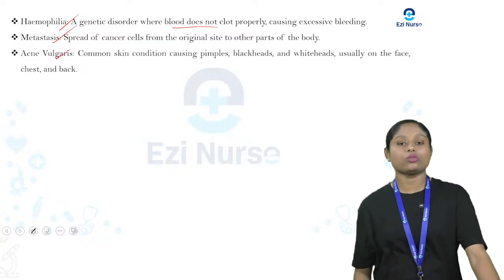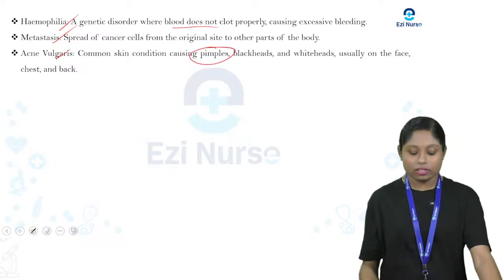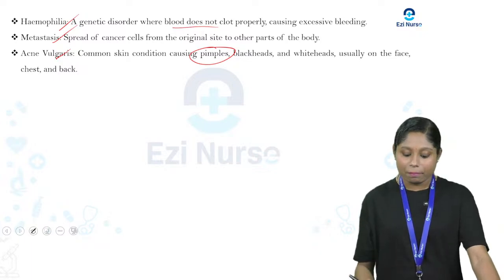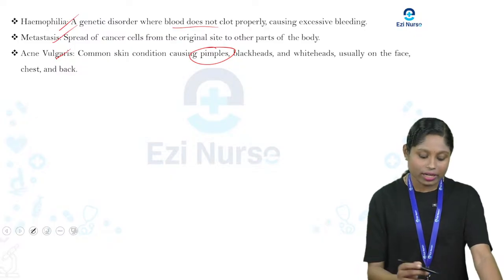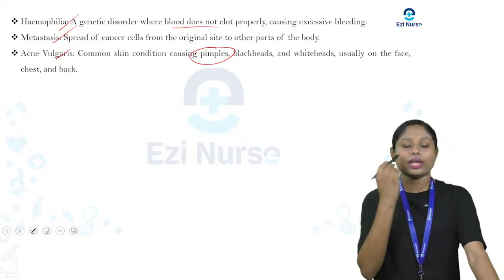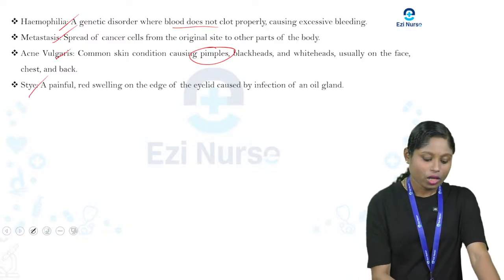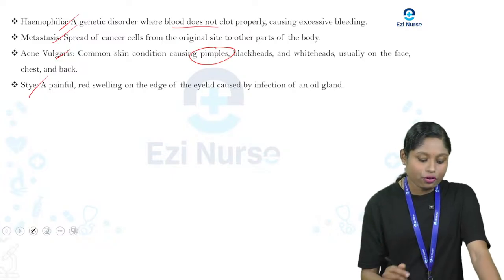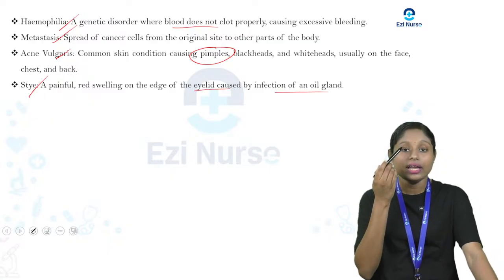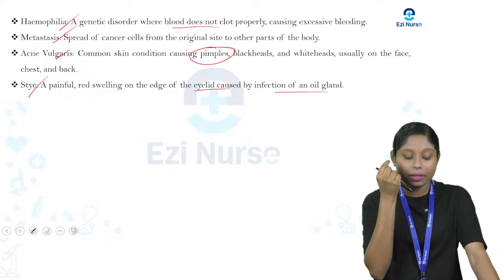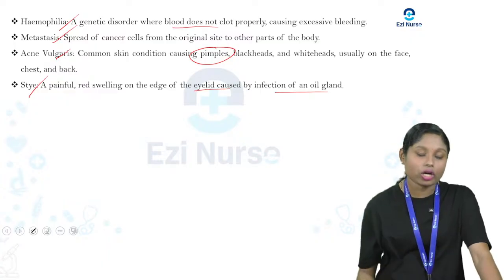Acne vulgaris. It's also one of the skin disorders. So what is acne vulgaris? Commonly known as pimples. It is a condition causing pimples, blackheads and whiteheads, usually on the face, chest and back. So you can see pimples on your face. It is known as acne vulgaris. Stye. What is a stye? It's a painful red swelling on the edge of the eyelid caused by infection of an oil gland. If you have an eye infection, you can see a pink or reddish swelling on the eyelid, then it is known as a stye.